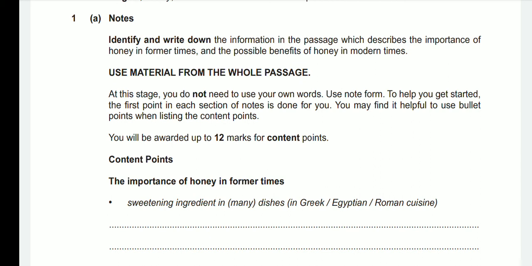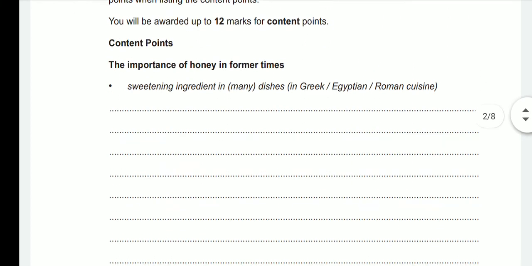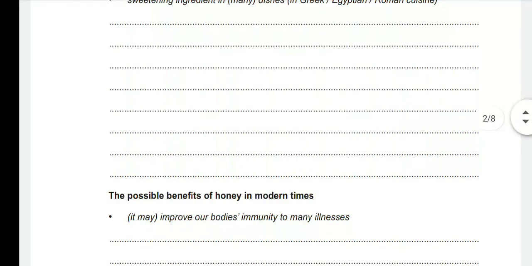Don't think that if you write 12 points you are going to get 12 marks, because 2 or 3 points that you have written separately in your answers can be won in the marking scheme. So in that case, for those 3 content points you will get 1 mark, so you will lose 2 marks. So make sure that you include all the content points from the passages and you write those content points there, and you do not need to use your own words.